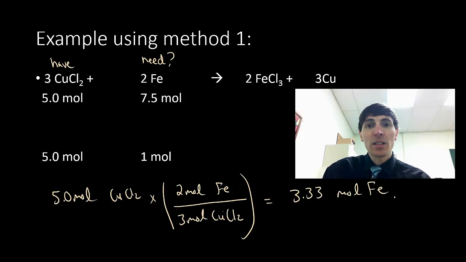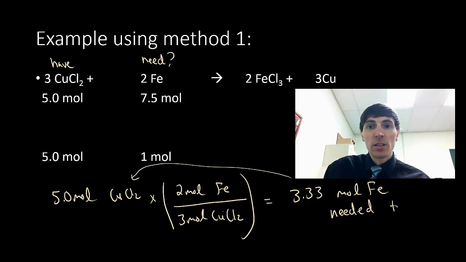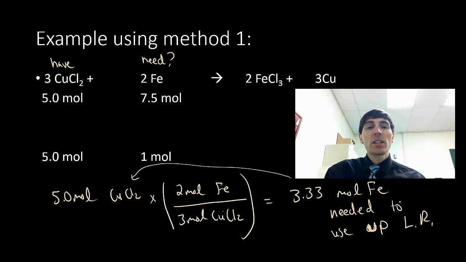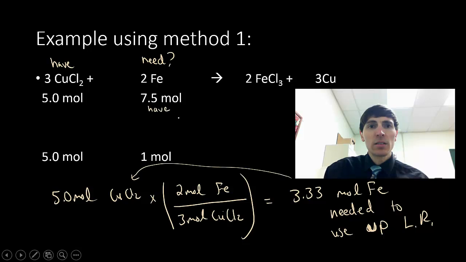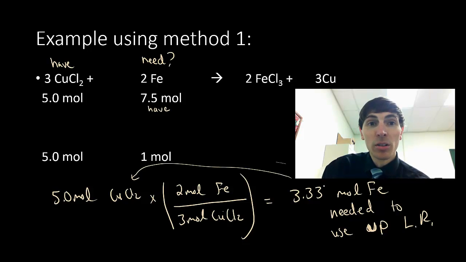What that represents is how much Fe needs to be present to use up all this stuff here. So if I want to use up all of this reactant, the other ingredient I need is Fe, because both are involved in this reaction. So this is how much I needed to use up my limiting reactant. So that's how much I need. So I'm going to look at what I actually have here. I have 7.5. Now I needed 3.3. I definitely have enough. In fact, I have over double what I need.